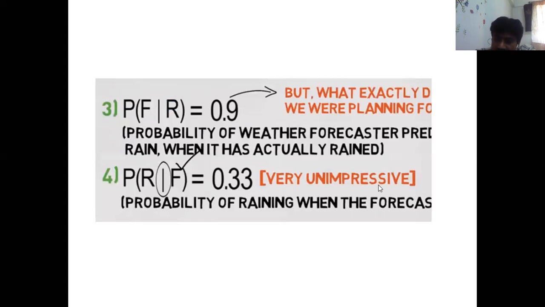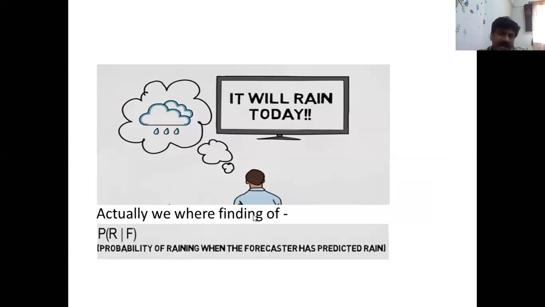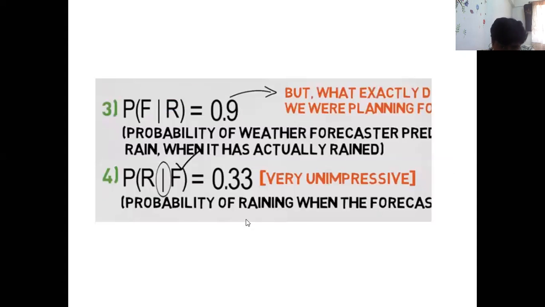That is very unimpressive, right? So obviously the probability will be about 0.3 for that rainy day. Through this example, I think you got a clear, or maybe more than 90% clear idea of what this Bayes theorem is.